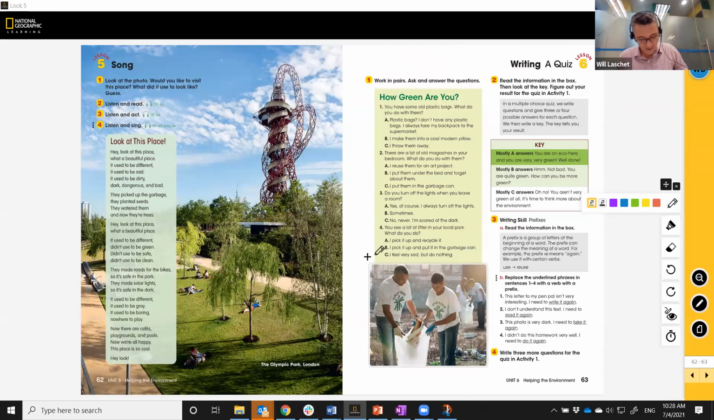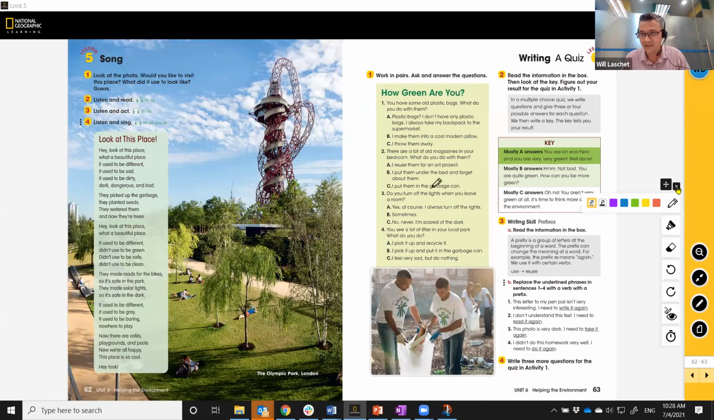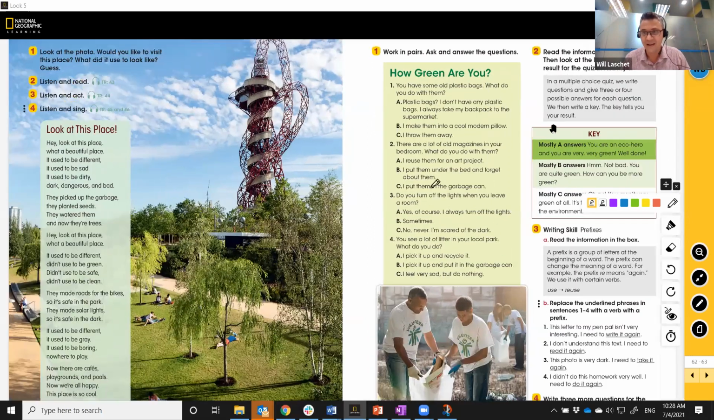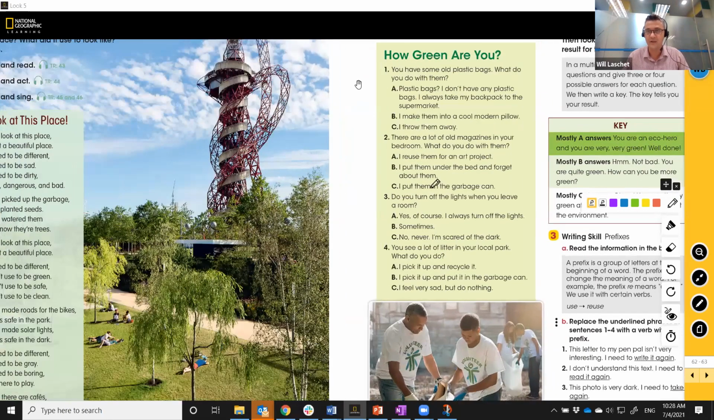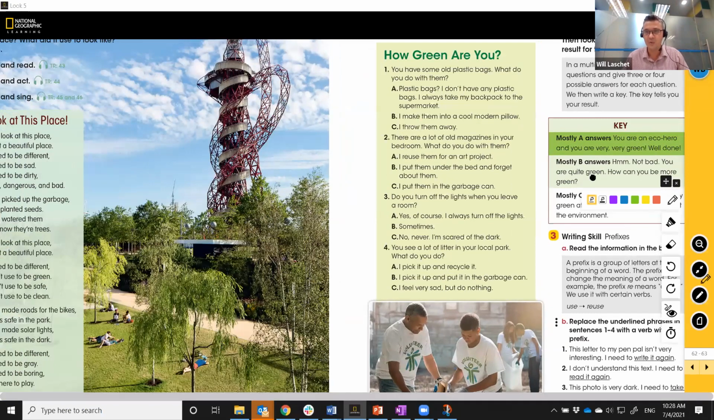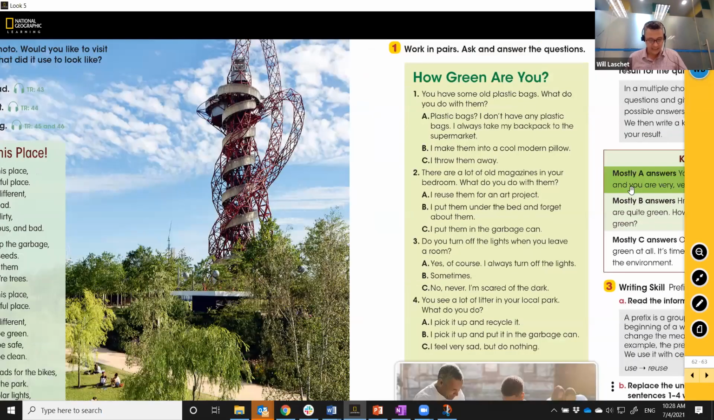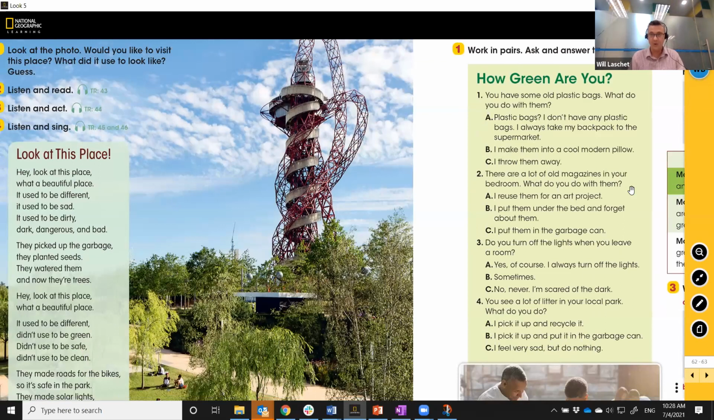So let me zoom in and get rid of the pen. There we go. And we're going to do a quiz. I hope you like doing quizzes. We've got a nice multiple choice quiz, and it's talking about how green you are. How Green Are You is the name of the quiz.